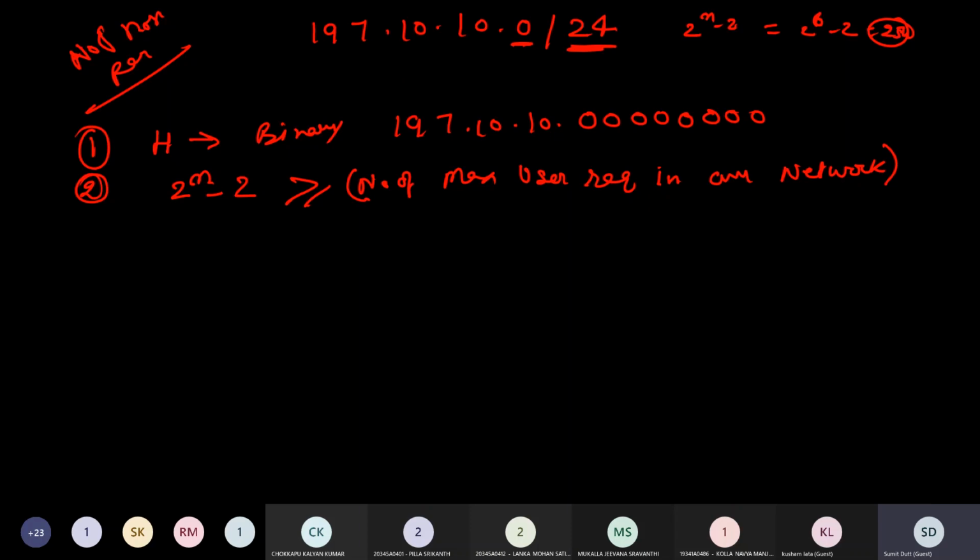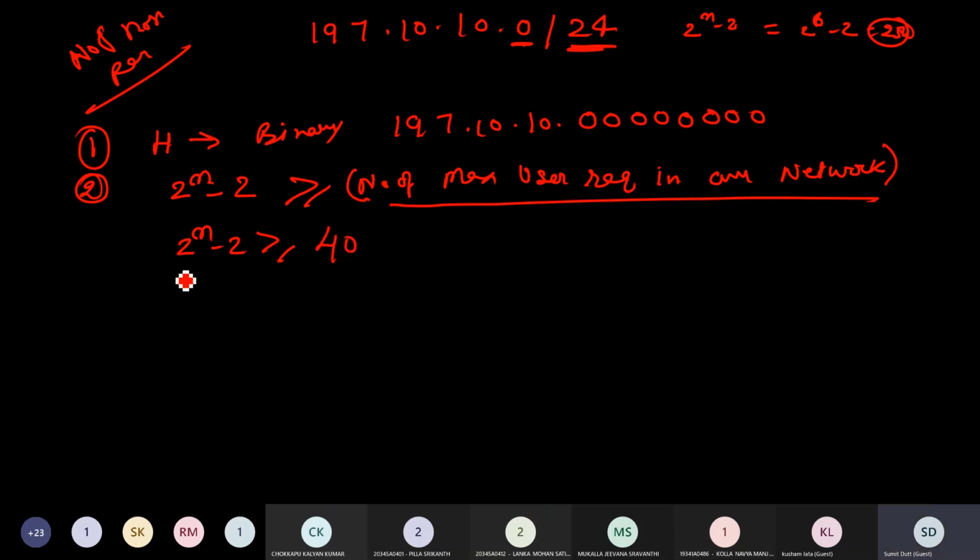So can you tell me the number of maximum users required in any network? In our required network, what is the value of this? Not 254. In network 1, we require 20 users. Network 2, we require 30 users. Network 3, we require 10 users. Network 4, we require 40 users. And network 5, we require 2 users. So the maximum number of users required in any network is 40.